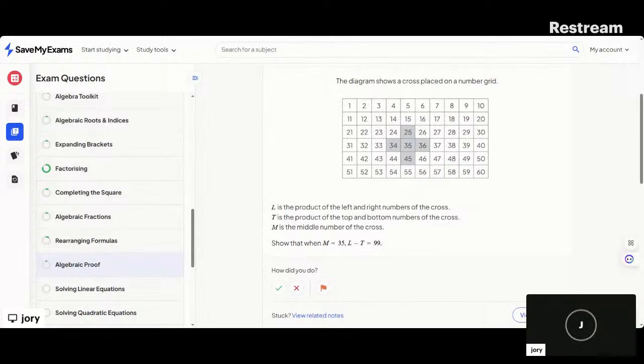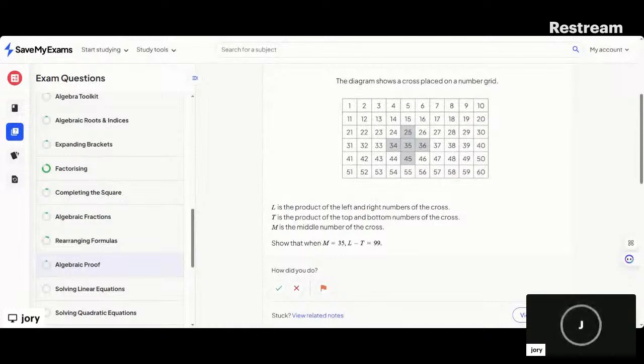L minus T is 99. How many marks is this? Okay. 34 plus 36. Oh, sorry. 34 plus 36 is 70. And then 25 plus 45 is 70. I got 0. So that's funny.